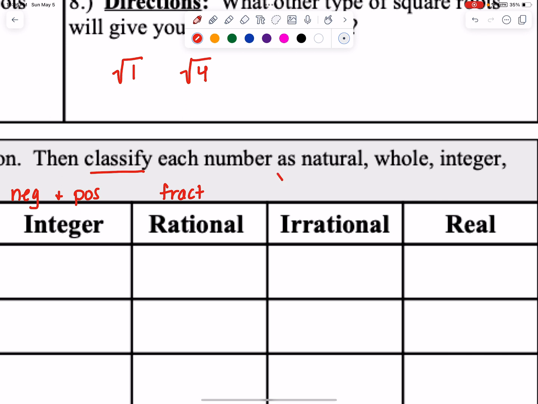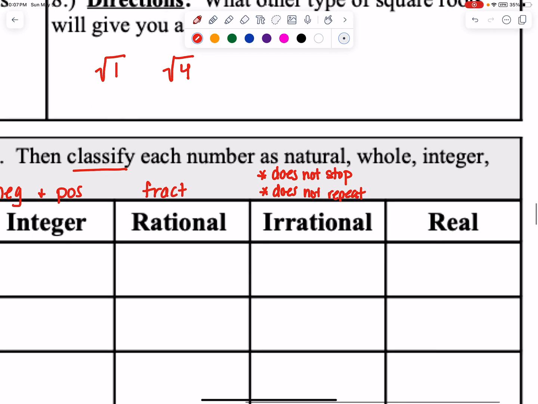And what were the two things? Does not, we could say, terminate or stop, and does not repeat. So these are notes you have to remember. And then real numbers are everything. So all numbers are real numbers.